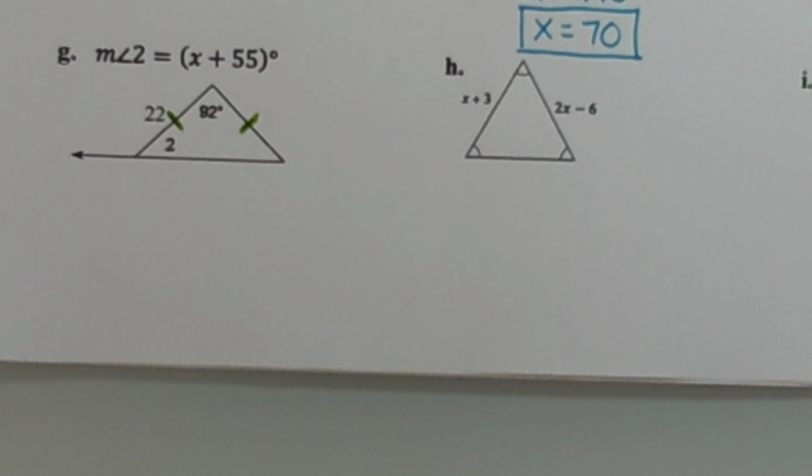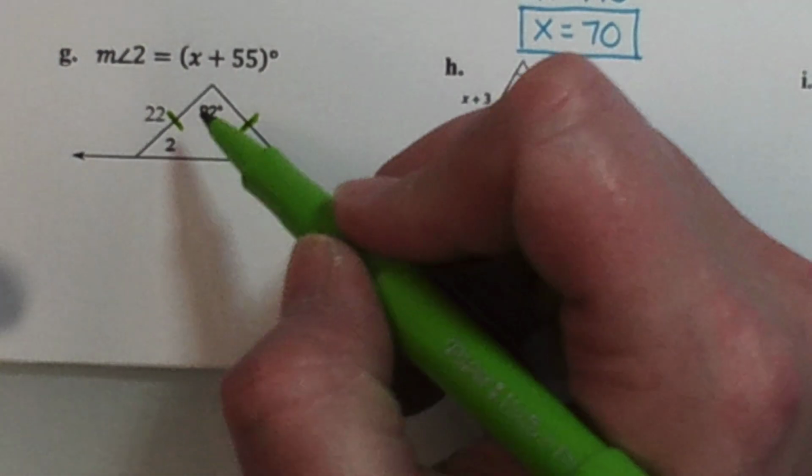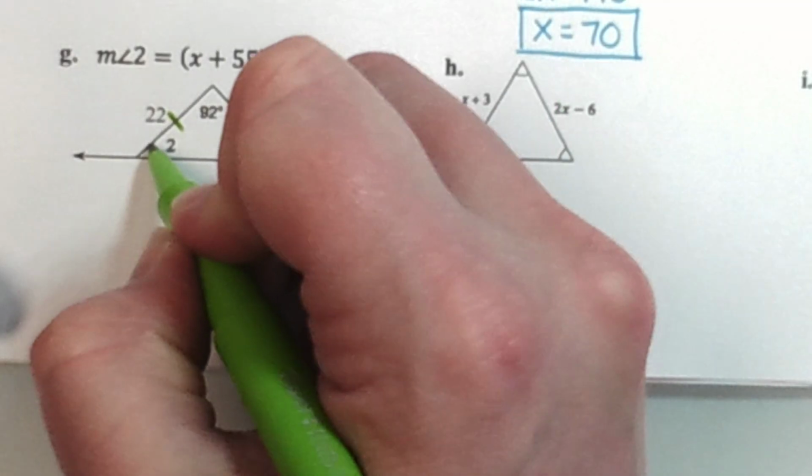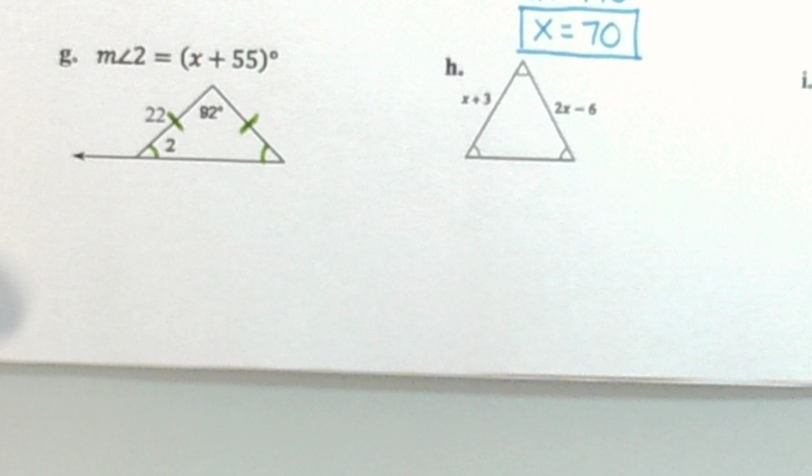Which angle is not the congruent one? The not congruent one is the one between the two congruent sides. The sides here, 92 is between them. Those two are the congruent.